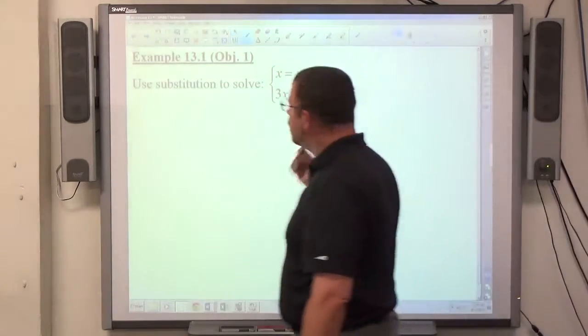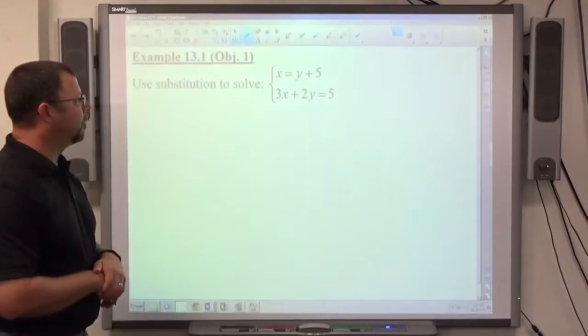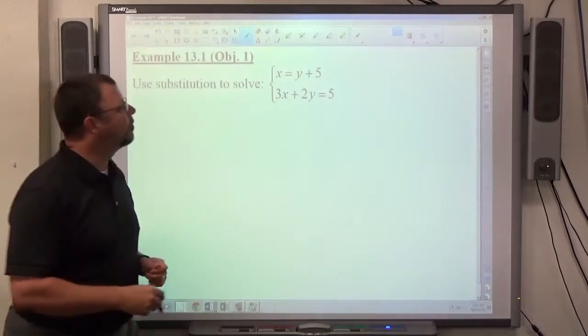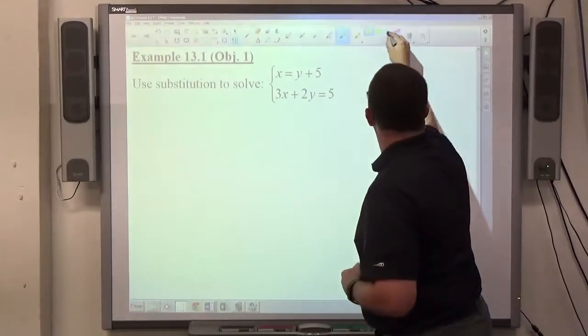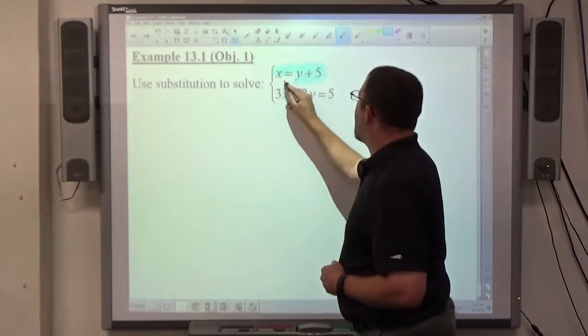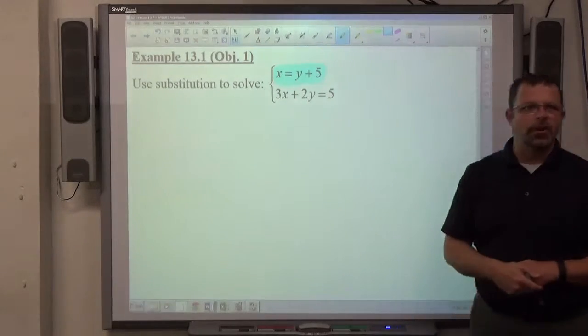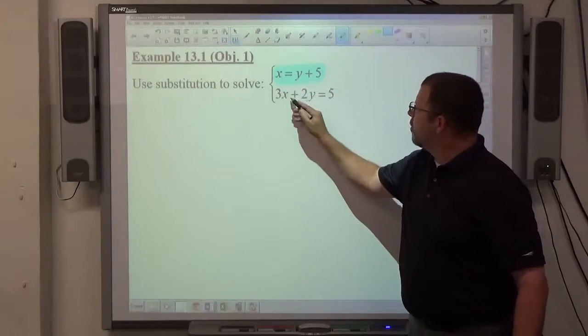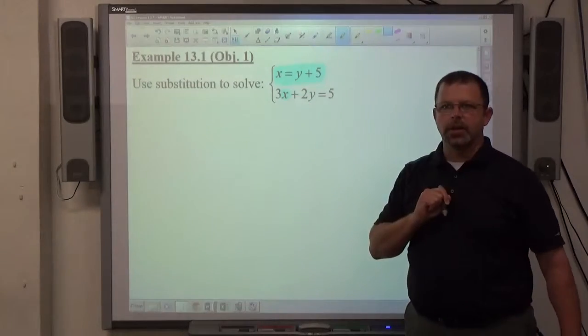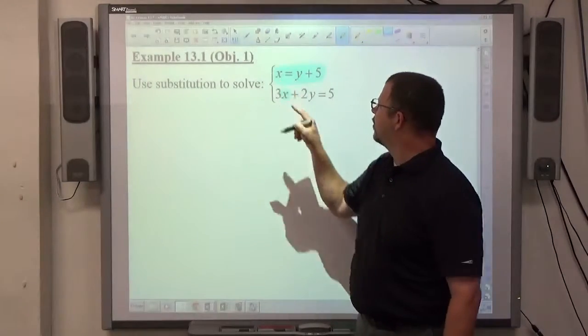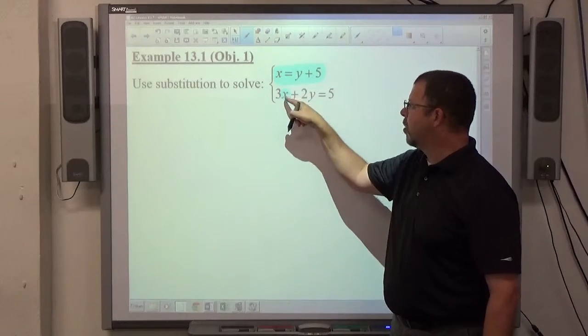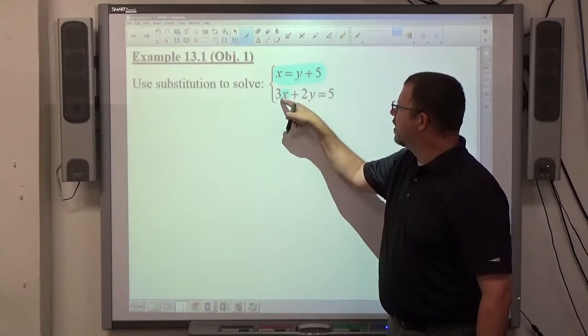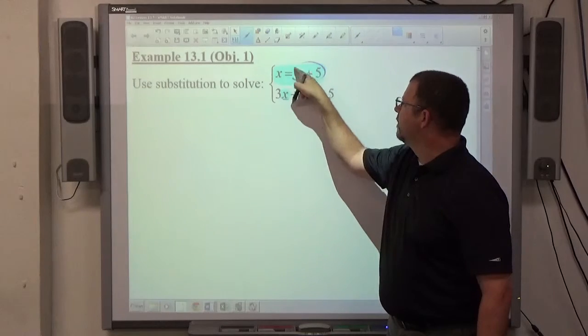So use substitution to solve x equals y plus 5, 3x plus 2y equals 5. Notice this equation already has x equals everything else. That equation is already ready for substitution purposes. That x equals y plus 5 is equivalent to this x right here. So how substitution works is this. I take the bottom equation that has both x and y in it. I change this x into this expression.